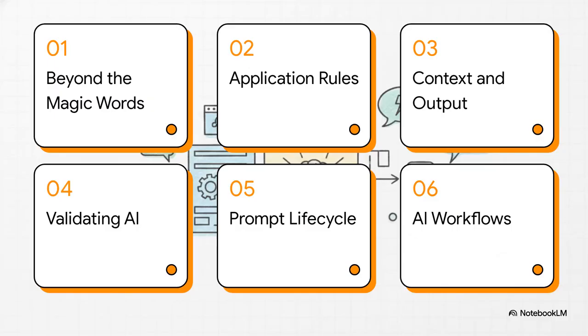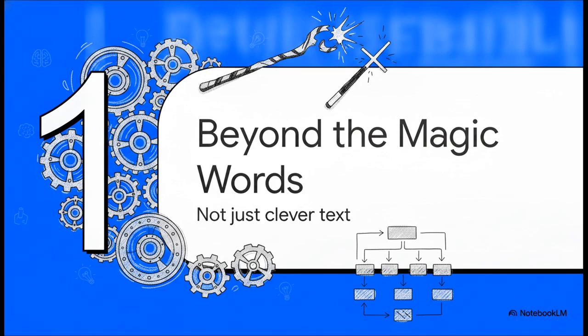Here's our roadmap for today. We're going to systematically break down this whole complex topic, moving from basic concepts all the way to building that robust architecture. We'll start by moving beyond the magic words, look at why prompts absolutely need application rules, perfect our context and output, validate and protect the AI, manage the prompt lifecycle, and finally, look at real AI workflows in practice. All right, section 1, beyond the magic words, because it is definitely not just clever text.